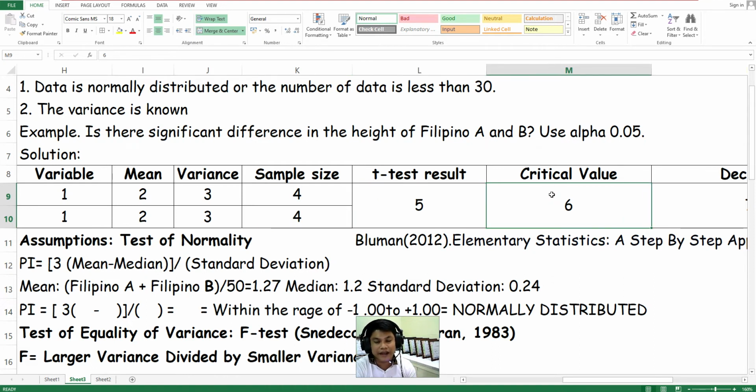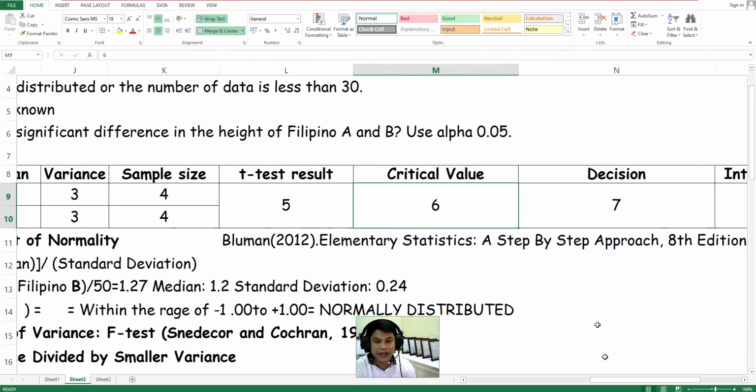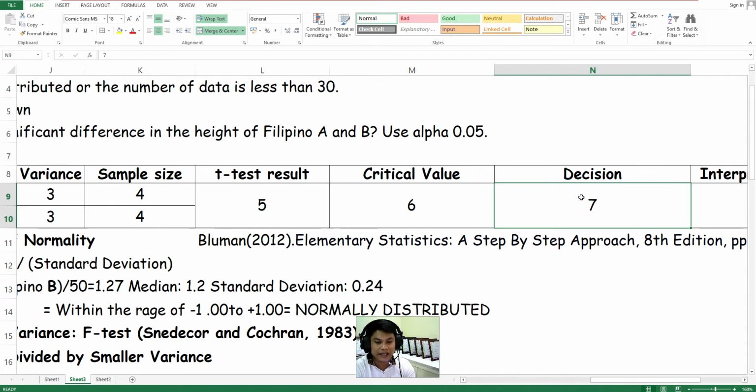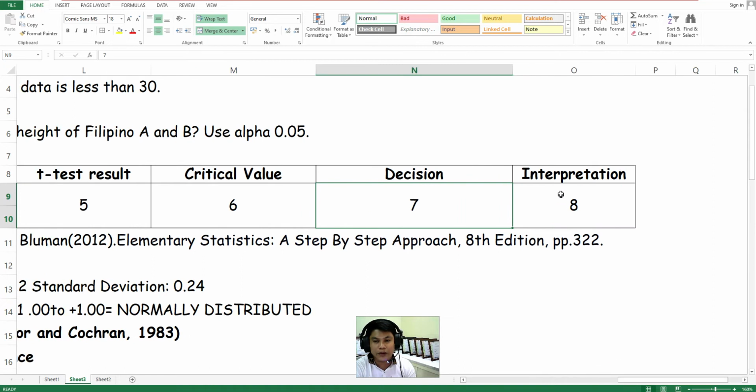The critical value is important, which is a reference whether the t-test is going beyond or below or does not go beyond the critical value, because we have to decide whether there is significant difference. And if there is significant difference, then the null will be rejected, or if no difference, the null will be accepted. And so what does it mean if the null is accepted or rejected? We have to put an interpretation.